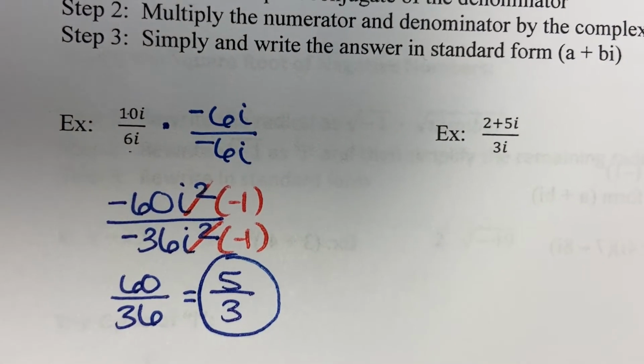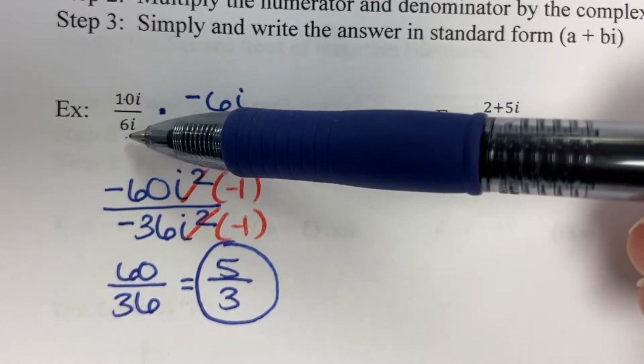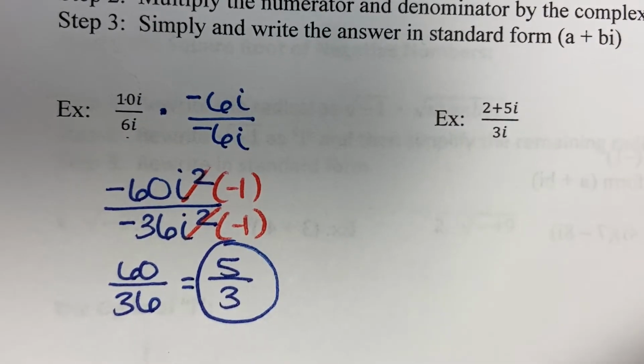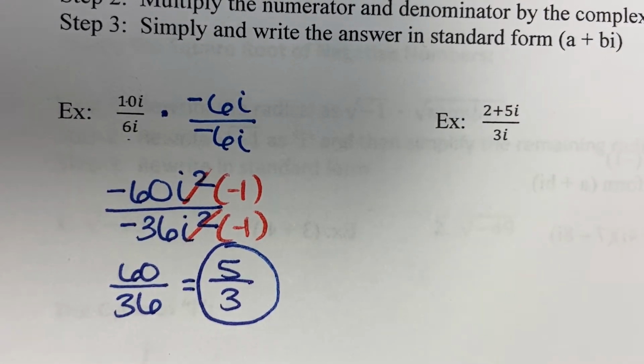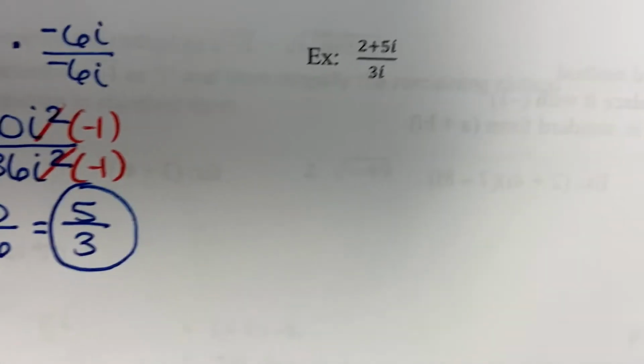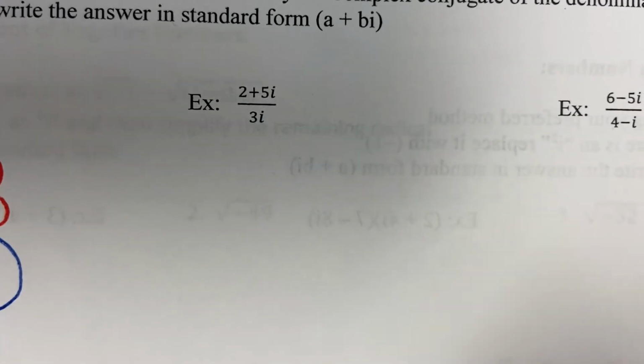Now, theoretically, this problem, we could have reduced it from here. We could have canceled out the i's, and then 10 over 6 would be 5/3. I only did this process because I wanted you to understand the process of the conjugate and multiplying by the conjugate. All right, so in the second example, the conjugate is a negative 3i.